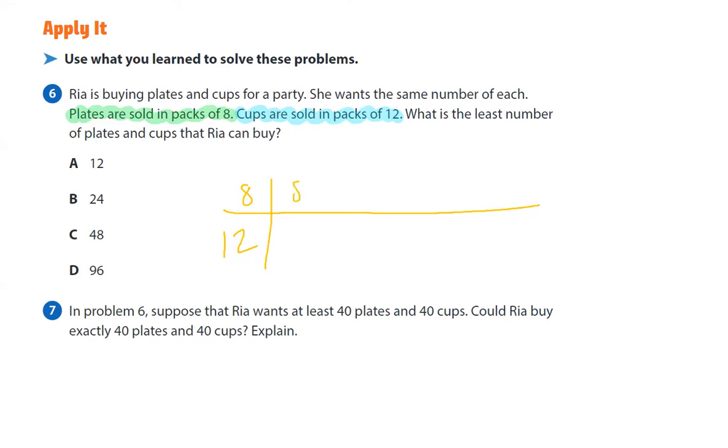So 8, 16, 24, 32, and 40, 48, 56, 64, 72, and 80. There we go. I don't have a song for the 12s. Sorry. 12 times 2 is 24. Oh look, we're already done. I don't have to keep going. Ta-da.